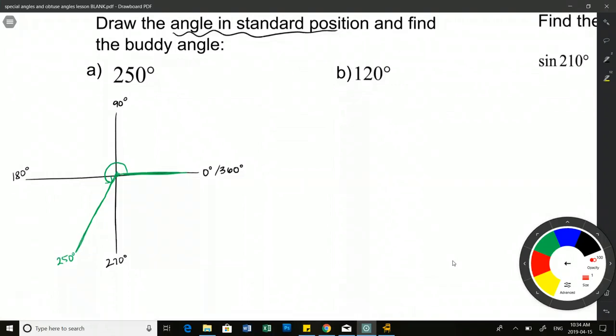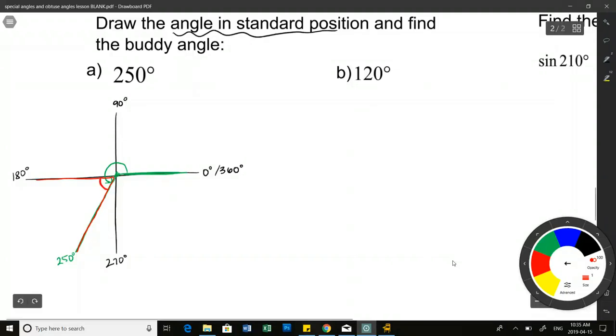Now I want to find the reference angle, or the buddy angle, because this is over 90 degrees. But I need to decide, is 250 closer to 180 or is it closer to the 0, 360 line? Alexandra? 180. Okay, so my slice that I need to find is this slice right here. That's going to be my reference angle. Any ideas as to how we might be able to calculate this? Joey?